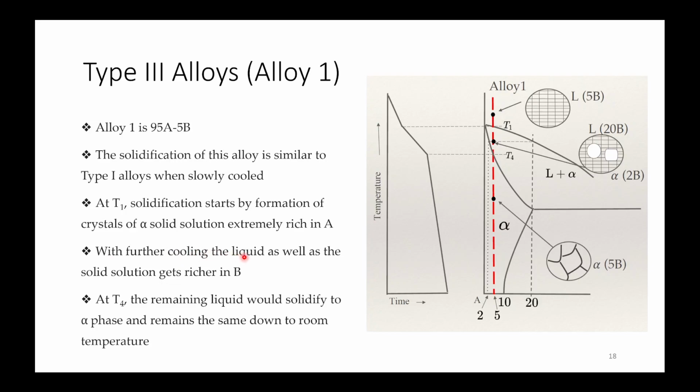Now with further cooling, the liquid as well as the solid solution gets richer in B. So at T4, this point, the remaining liquid will solidify to alpha phase, and it remains the same down to room temperature. So there is no formation of any beta.